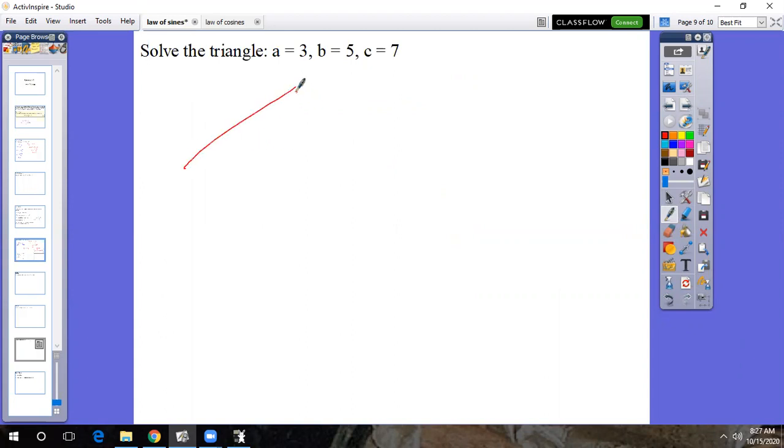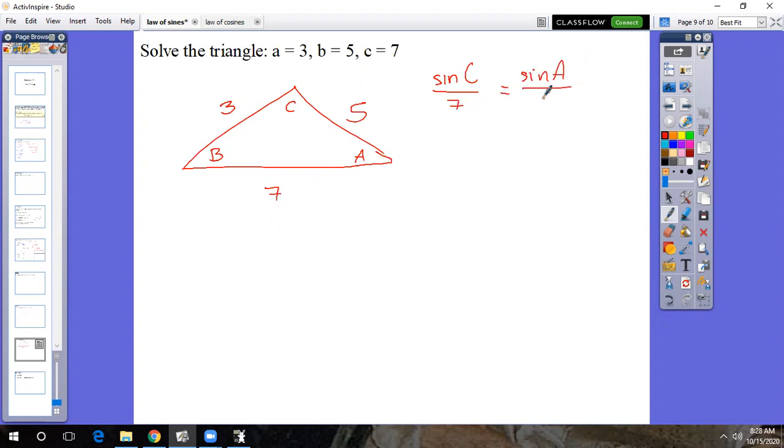So if I were to draw this triangle where I have that side A is equal to 3, side B is equal to 5, side C is equal to 7. So if this is angle A, this is angle C, and this is angle B. If I were to try to solve this triangle right now using just the law of sines, let's say that I wanted to find angle C. I would have sine of C over 7 equals sine of A over 3. I am stuck. I'm limited because I don't know A or C, so I'm not going to be able to solve for either of those variables.